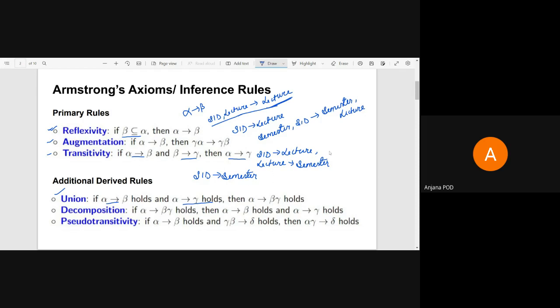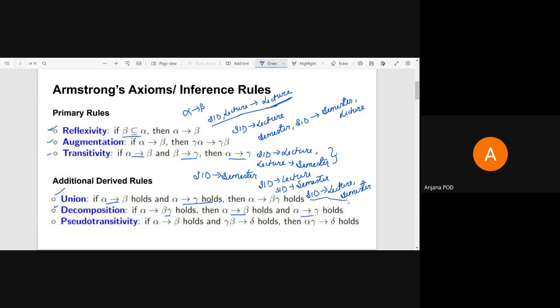Let's take an example. Say sid determines lecture and sid determines semester. Then we can say that sid determines lecture and semester by the union rule. Then we have the decomposition rule, which states that if alpha determines beta gamma holds, then alpha determines beta holds and alpha determines gamma holds.